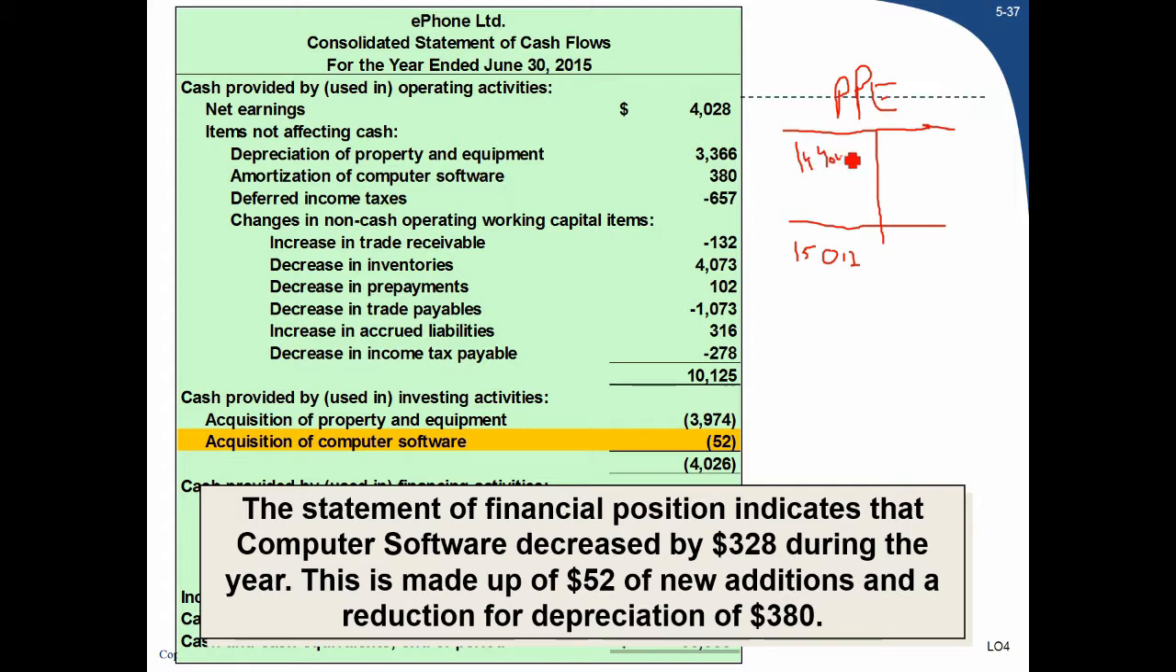And we know we booked depreciation. Depreciation, remember, reduces the net book value by virtue of increasing the accumulated depreciation account. 3366, and we need to solve for X. How can we go from 14404 minus 3366 and get up to 15012? The only way is by spending 3974. So X equals 3974.